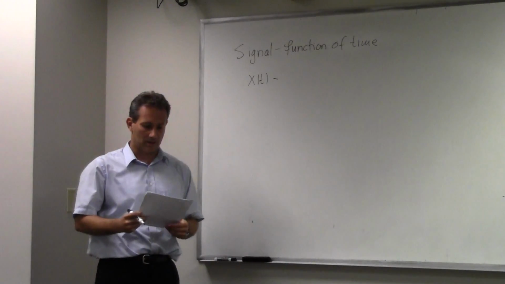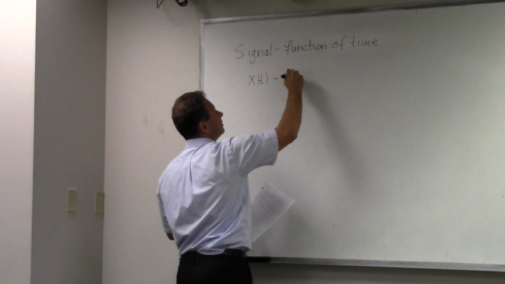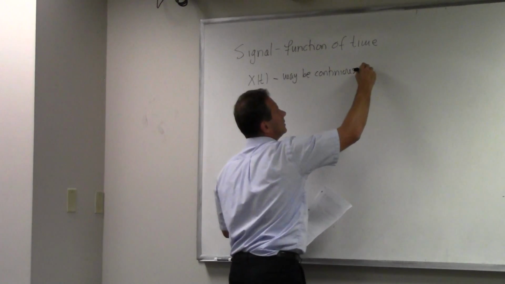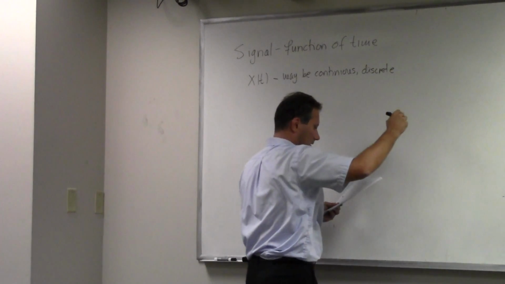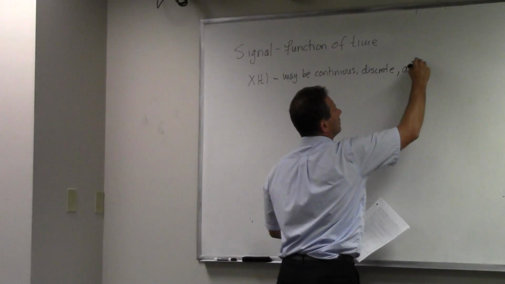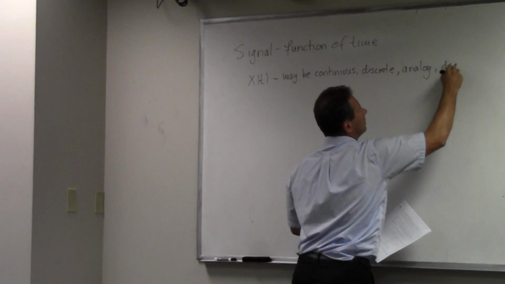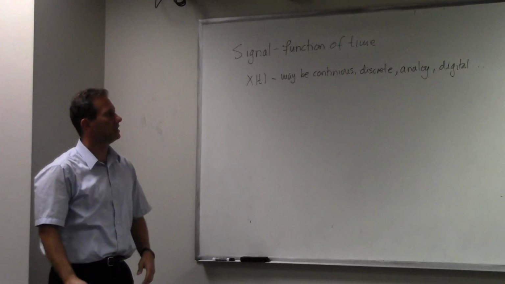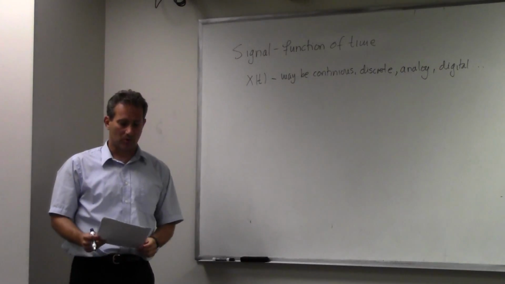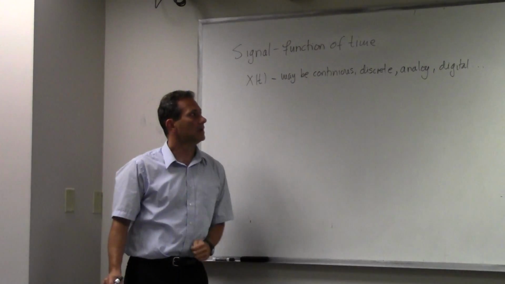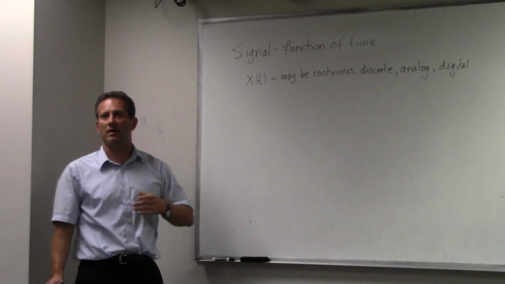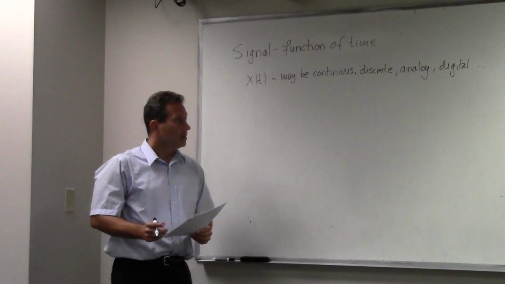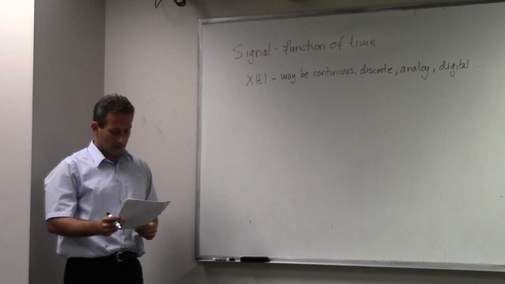It can be continuous, it can be discrete, maybe analog, digital, and so on. So there are quite a few attributes that we can attach to this signal. We're going to, in a particular spot in the course, define what we mean by each one of them. But we're starting from a very general category where anything that is a function of time can be understood as a signal.